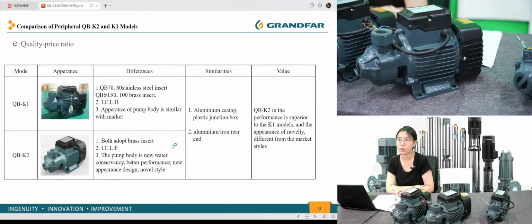Our QB-K2 is superior to the K1 in performance. That's to say, just as the picture shows, the new product's appearance is more beautiful than the old one. That's a reason. And the novelty of the appearance differs from the market styles, just as the differences on the graph side.